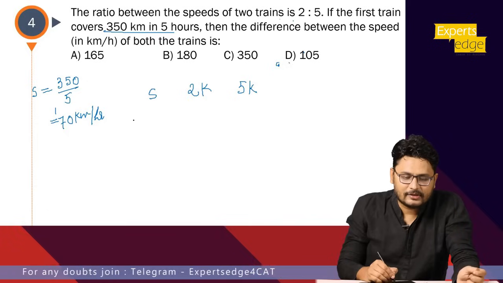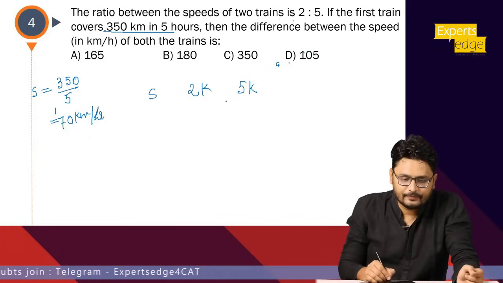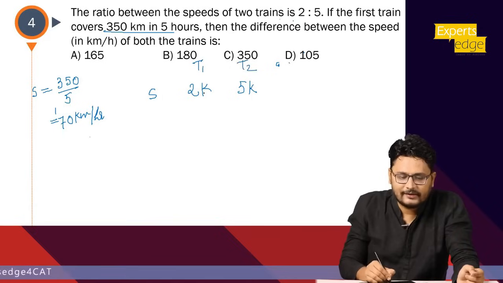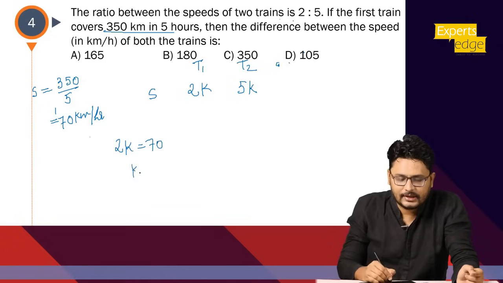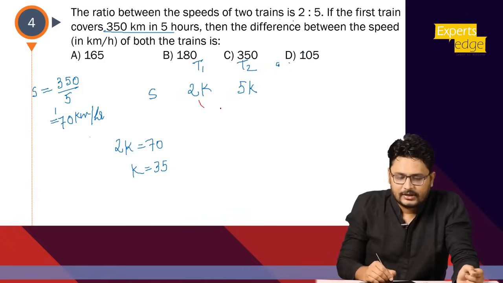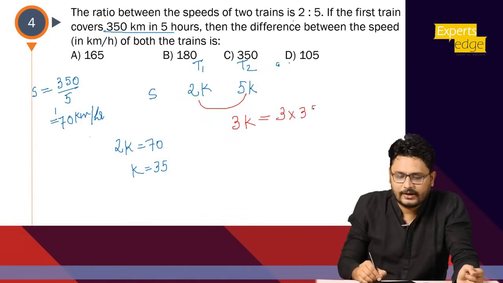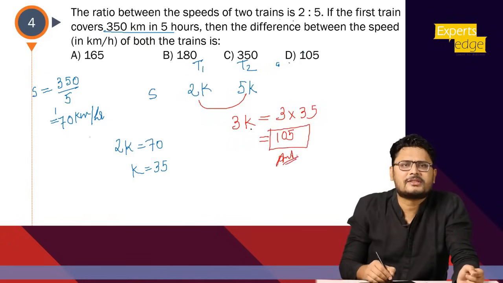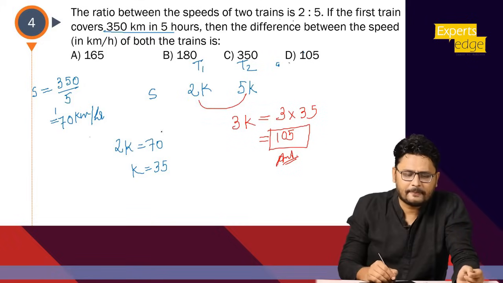So if my first train's speed is 70, so this is my train 1 and this is my train 2. So I equate it with 2k, right? So 2k has to be equal to 70. My k will come to 35. And what he is asking is nothing but the difference of them. The difference will be what? 2k and 5k, that is 3k. Basically 3 into 35, 105 should be the answer. Okay? This was a plain simple question, not related to distance constant. It was a straightforward question.